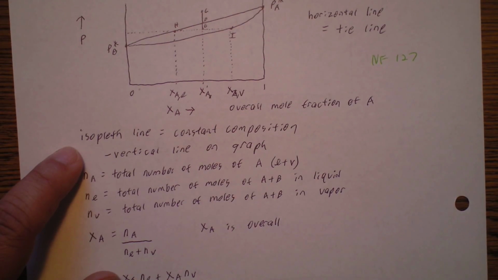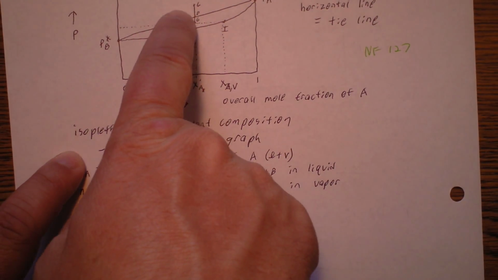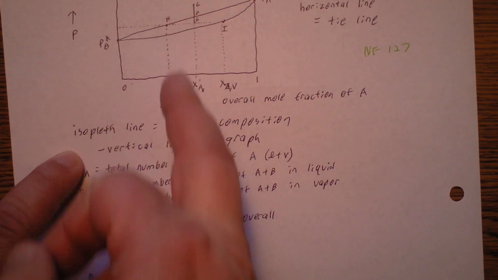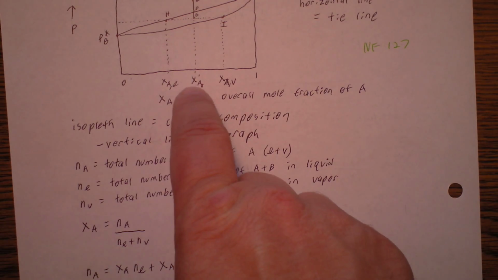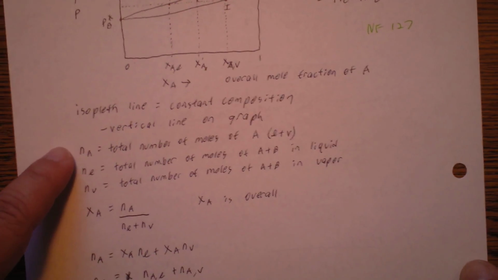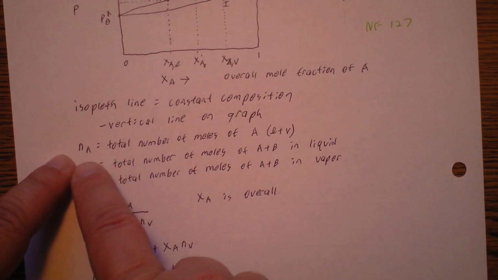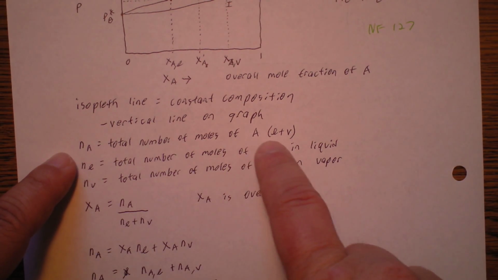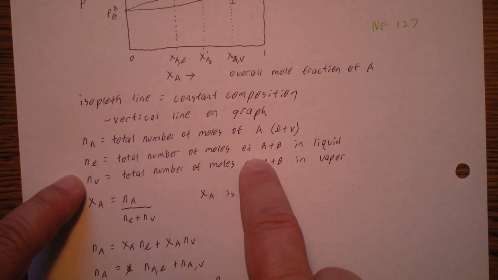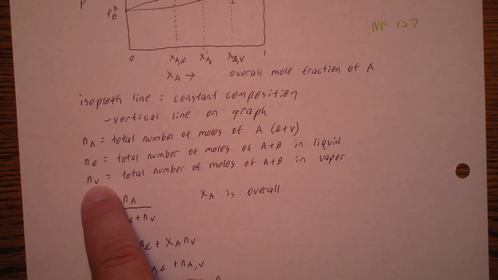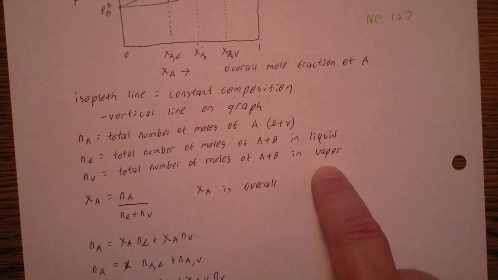Now isopleth means constant composition. So that's this vertical line, because at any point we've got constant concentration of A. So that's the vertical line, and the horizontal line is the tie line. So remember, Na is the number of moles of substance A in the liquid and vapor phase. Nl is the total number of moles of A and B in the liquid phase. And then Nv would be the total number of moles of A and B in the vapor phase.